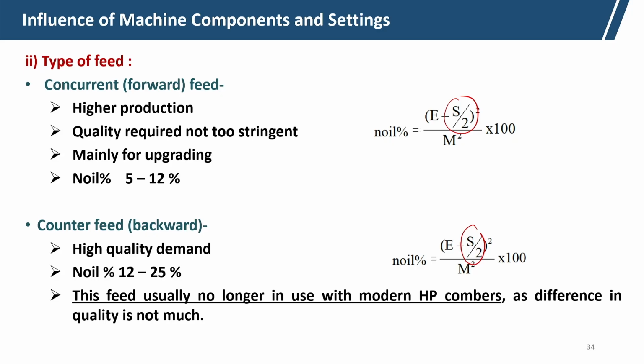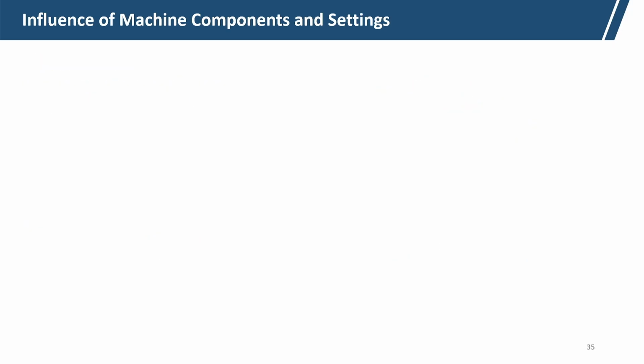This feed is usually no longer in use in modern high production machines, because the main problem here is the high Noil percent. So, this type of feed we do not use. Here forward feed is used with a lower Noil percent, but the total setting, vibration and other parameters are improved, so the difference is not too much even if the Noil percent is less.